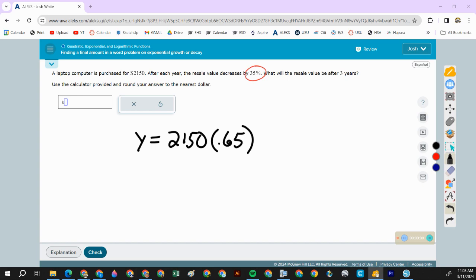The way I like to think about that is, how much do you get to keep? If you lose 35%, then you keep 65%. And then we just plug that in to get our answer. Okay, that's easy enough.